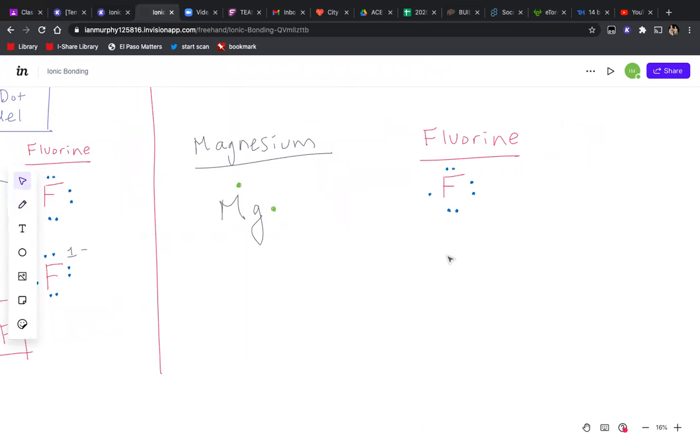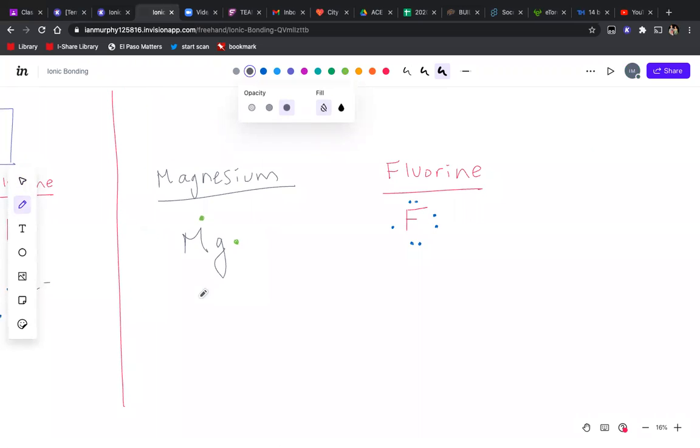So what's going to happen here? Well, we have to use what we know, and that is magnesium is a metal. So it's likely to have a low ionization energy. And if we were to pull up the chart, we would see that it does have a low ionization energy. So we know it's going to lose electrons. With fluorine, well, we already know from our previous example, it's a nonmetal.